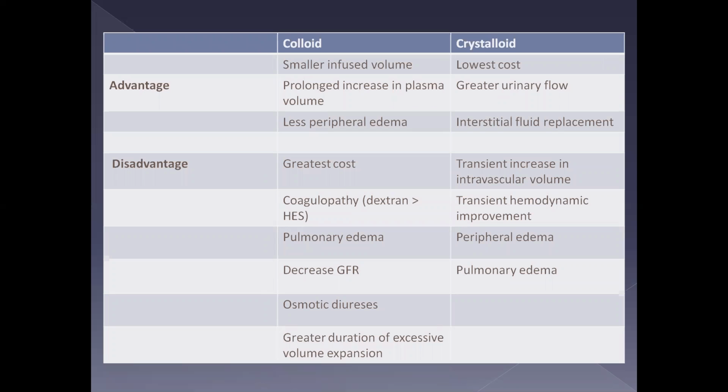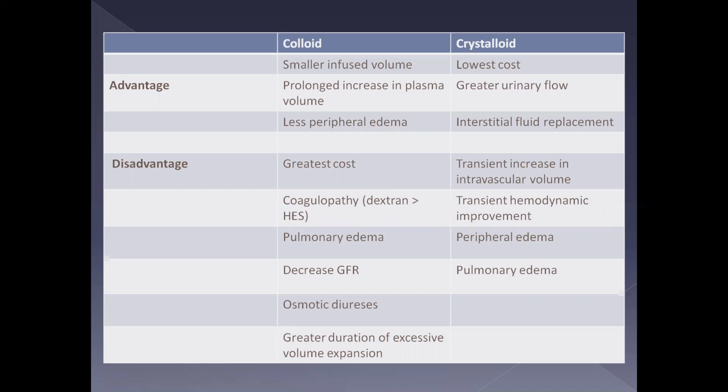The main two classes of intravenous fluids are colloids and crystalloids. Now we'll see the advantages and disadvantages of colloids and crystalloids. Colloids have a smaller infused volume, prolonged increase in plasma volume, and less peripheral edema.